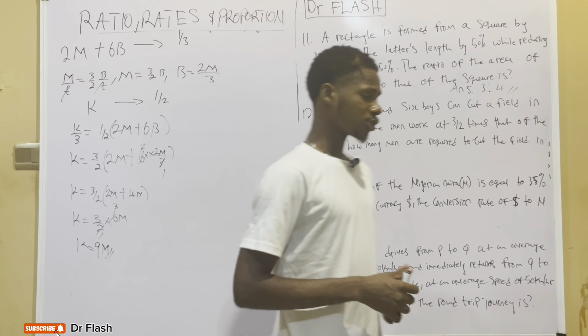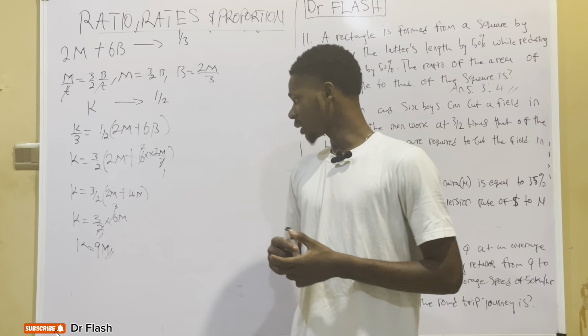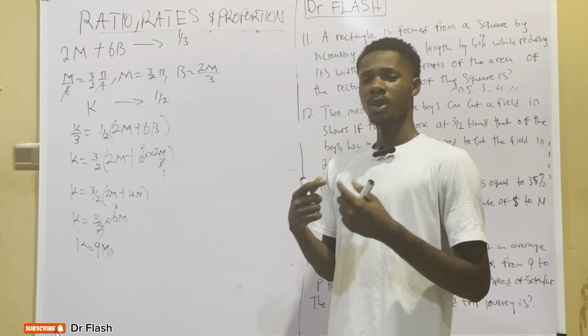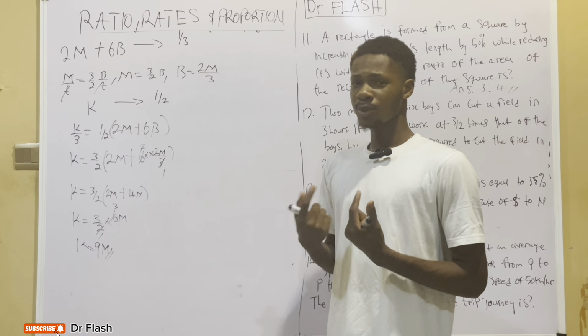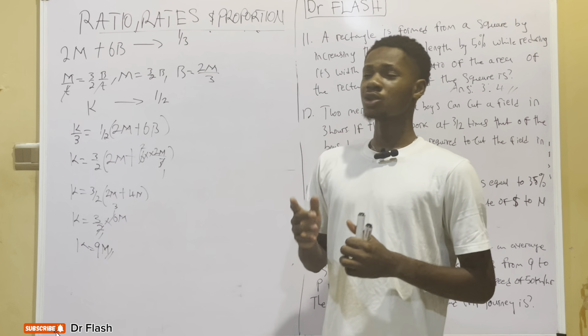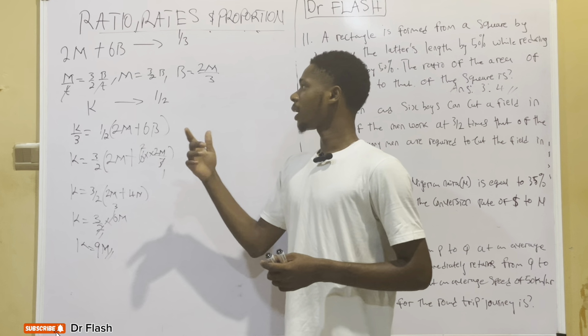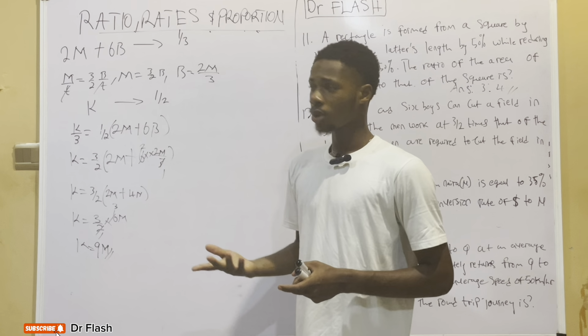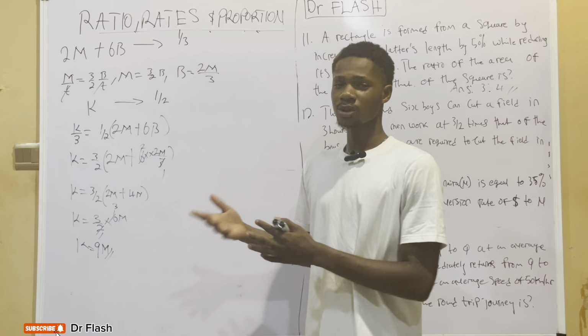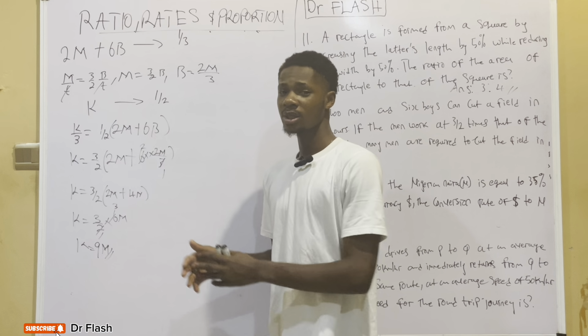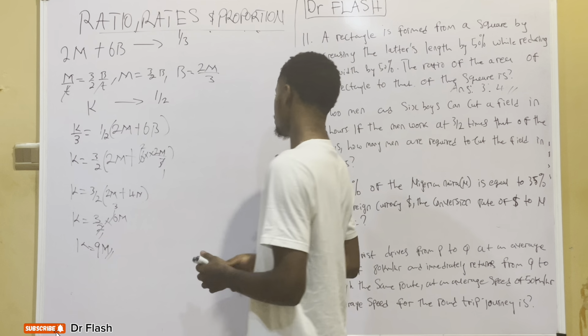That is how problems like this are solved. What I want you to take note of is the inverse relationship between these. When a number of persons are doing a work, it is always inversely proportional to the time, since as the number of persons increases, the time decreases. So take note of that.